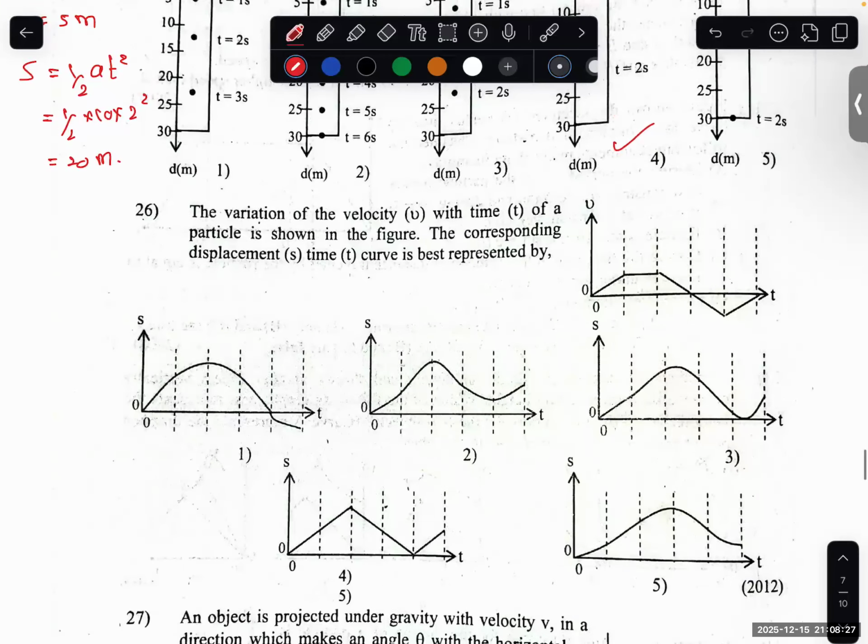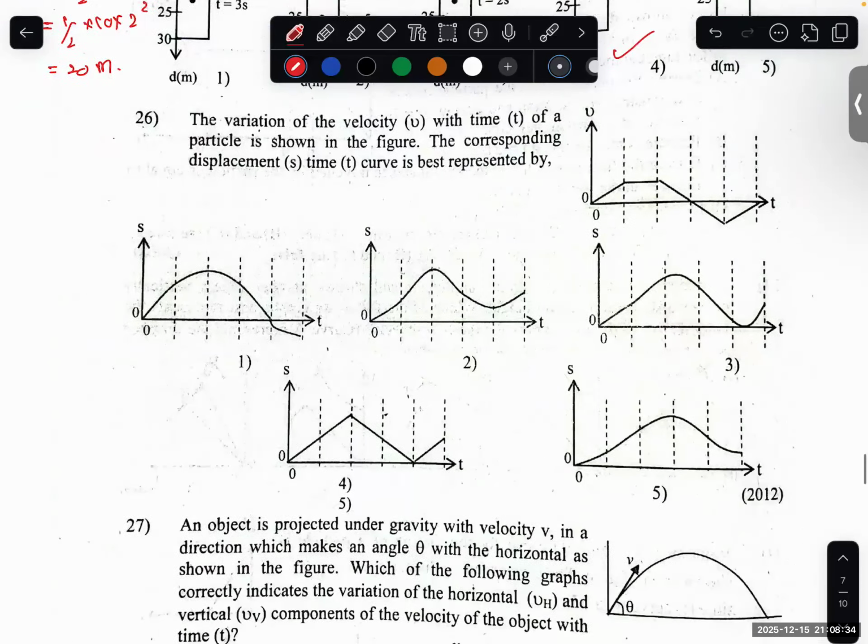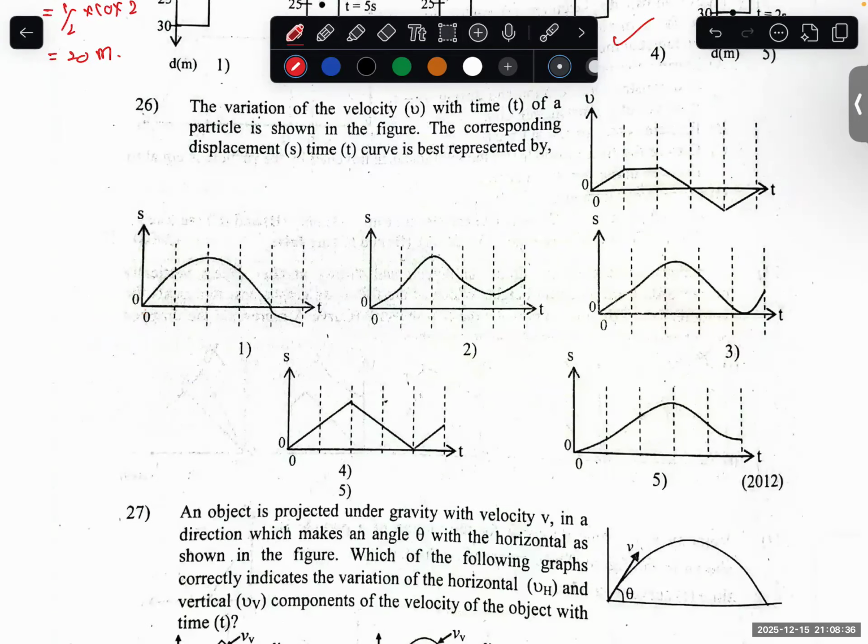Okay, so this is a very easy question. It came as the 40th question, I guess, in 2012. So you can see how easy the questions are.